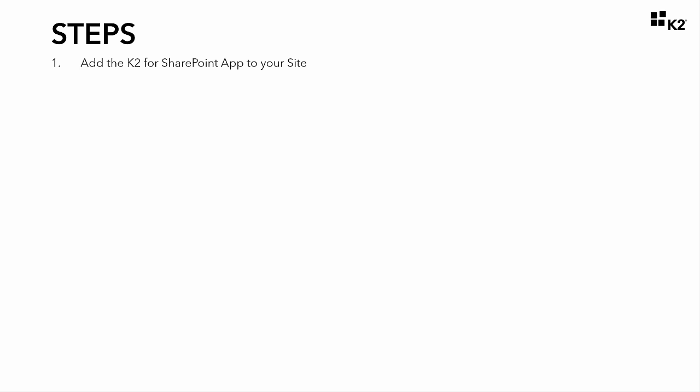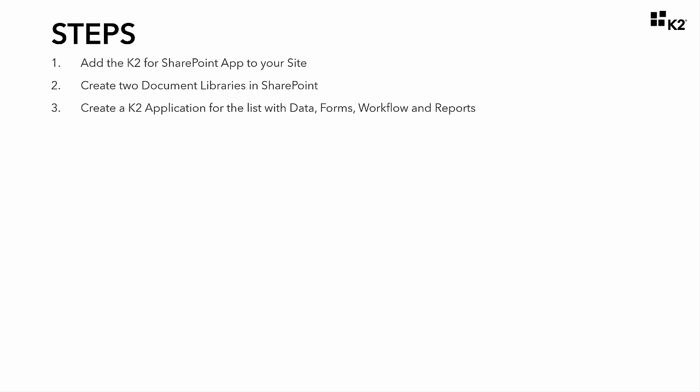Let's briefly discuss the steps we will take to build this application. In step 1, we will add the K2 app to a SharePoint site and then drop the worklist app part onto the landing page of the site. In step 2, we will set up the data sources for this application by creating two document libraries in the SharePoint site that will handle the working area for documents and the approval workflow landing area for documents once they are approved.